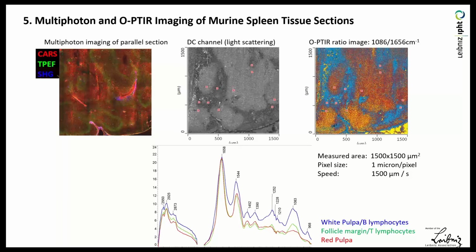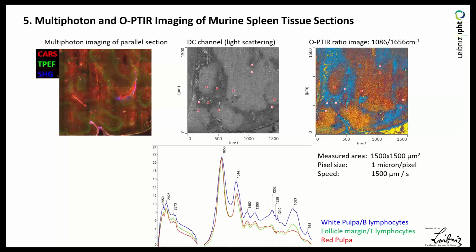Yeah, now we studied spleen tissue from mouse. A parallel section was also studied by multifocal imaging, CARS, two-photon fluorescence, and second harmonic generation. And here the green area corresponds to the margin of the follicle, and also some contrast is evident for the CARS channel for the red pulp.